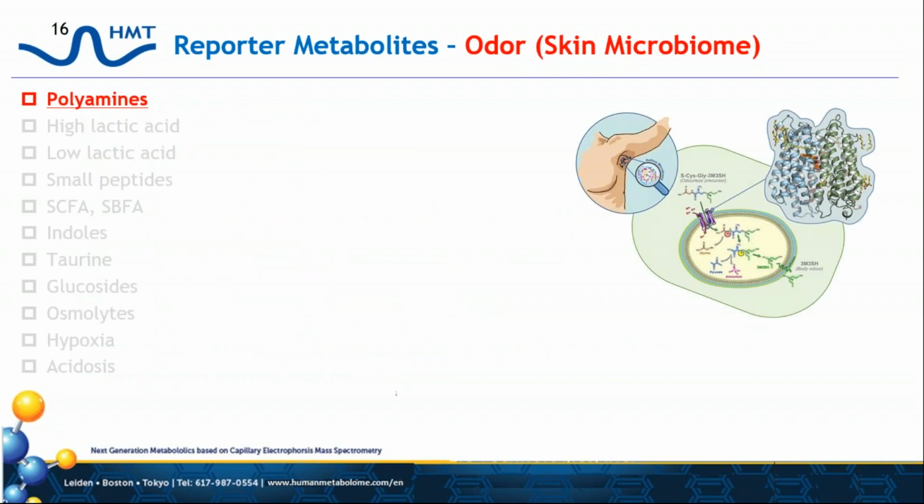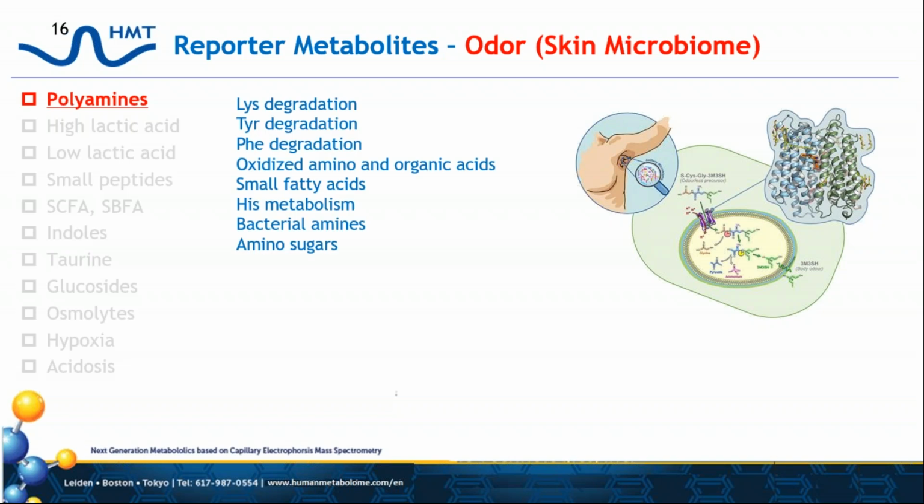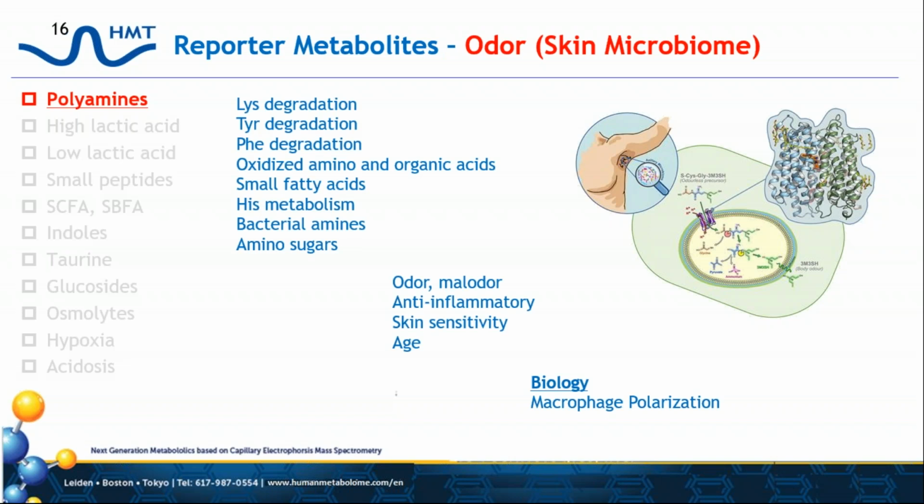Reported metabolites are metabolites that we've associated with different clinical phenotypes. So with odor, for example, polyamines are generally what's associated with odor. So these are basically from amino acid degradation, decomposition. They're responsible for odor and malodor, but they're also indicative of an inflammatory response and skin sensitivity, and they also are affected by age.